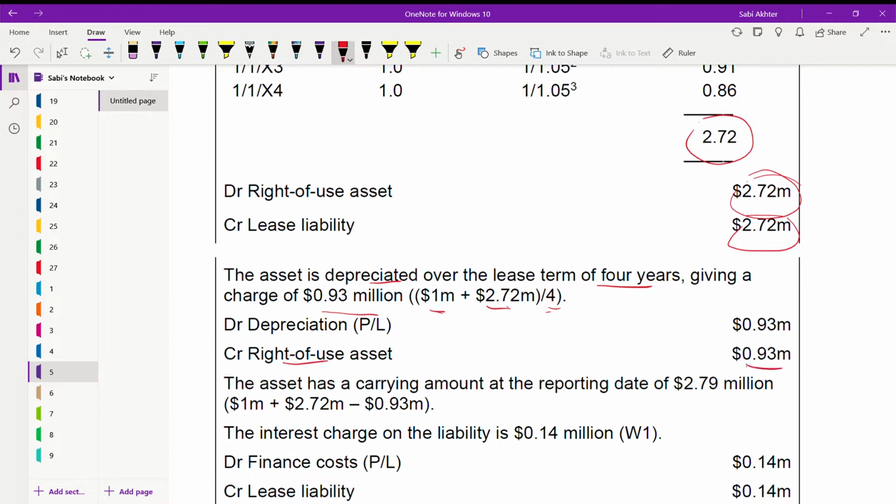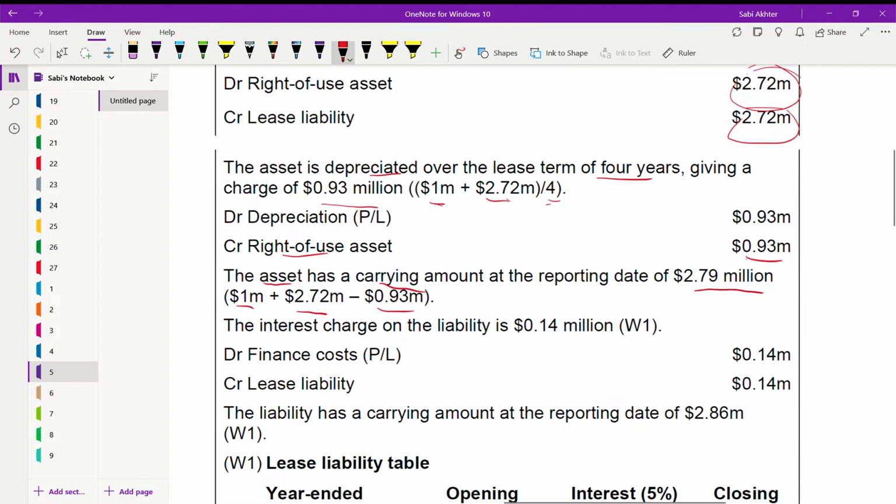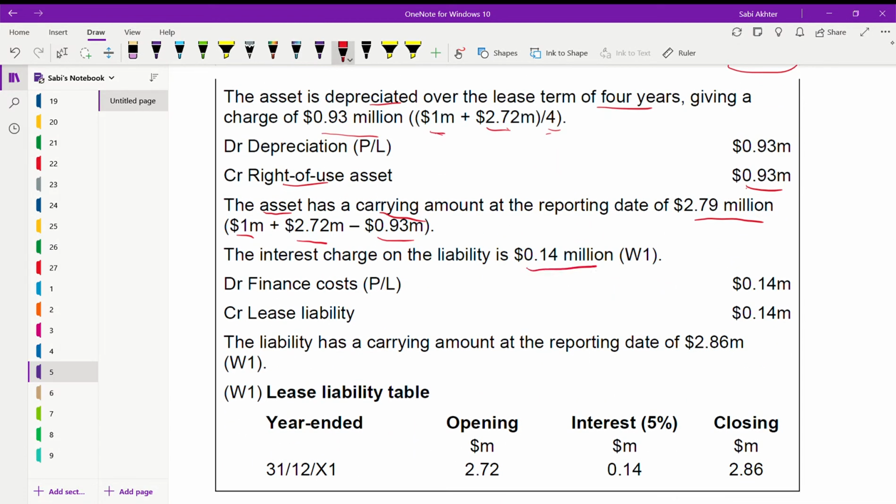And finally, what do you do? How to calculate the carrying amount of the asset? At the reporting date, 1 million plus the right of use asset minus the depreciation. This one is the carrying amount. Now let us go to the interest charge on the liability, 0.14. Same way, let us go to the lease liability table.